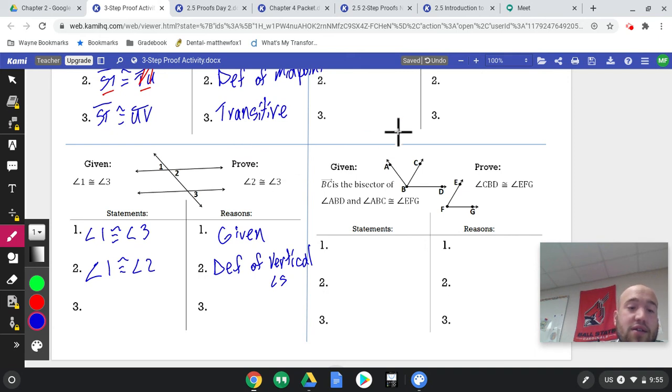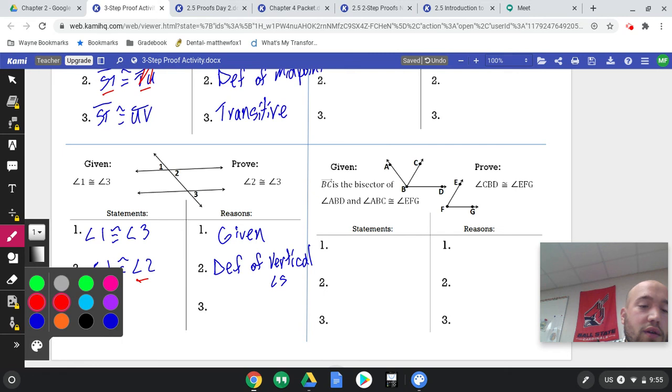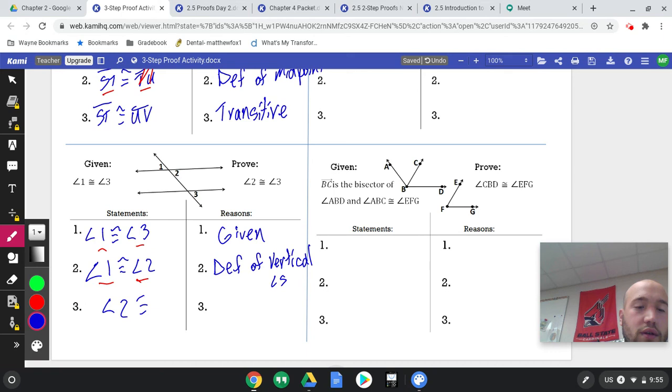Now, to get to this last line, once again, we have 2 to 1, 1 to 3. So we can make the conclusion then that angle 2 is congruent to angle 3. We cut out the middleman, that is 1, which means, once again, this is the transitive property.